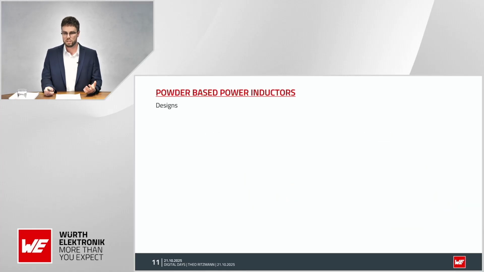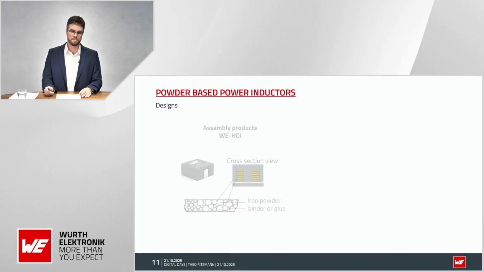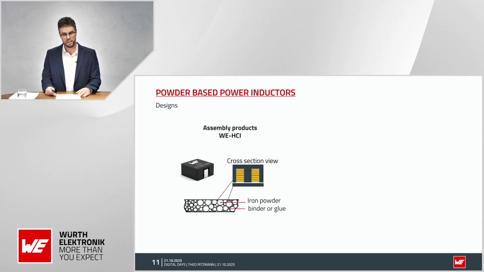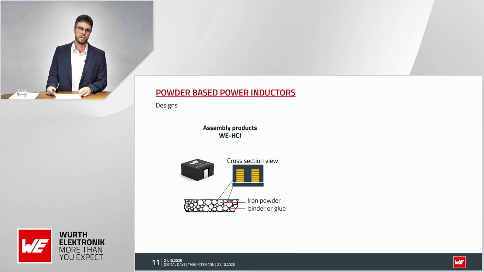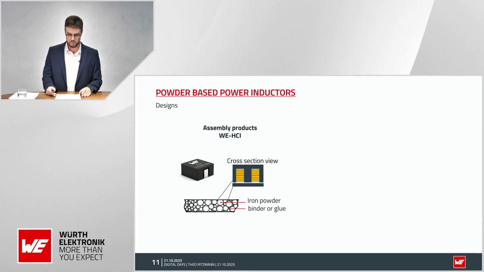How do the products made out of this powder look like? So the first designs based on powder were more or less assembly types. So the powder was pressed in a core shape, and then the whole core was cured. And later these cores were then used for assembly by gluing, for example, or in this example, two core halves together. Even if there was a small air gap then between the cores, it was not really comparable to the ferrite inductor, so it has not that big influence on the performance.